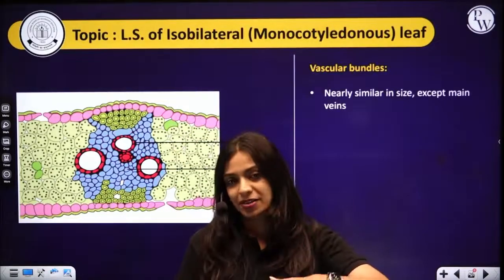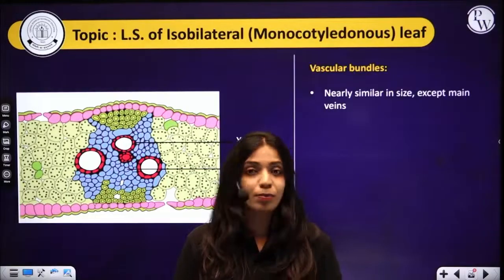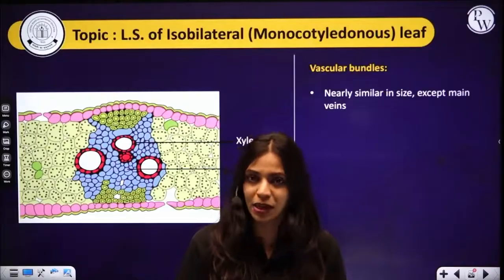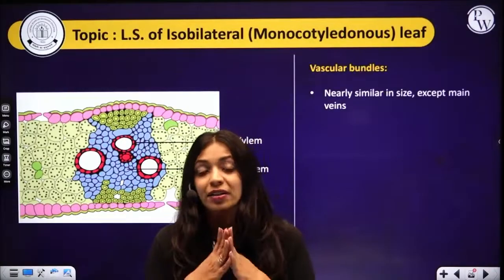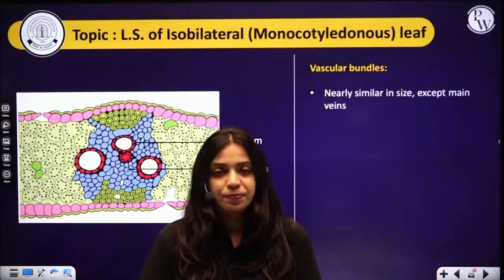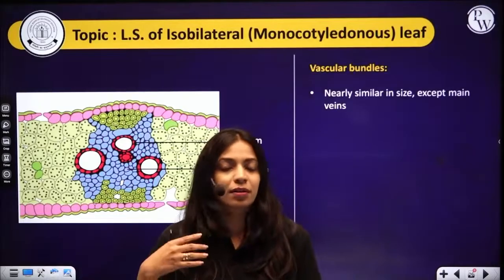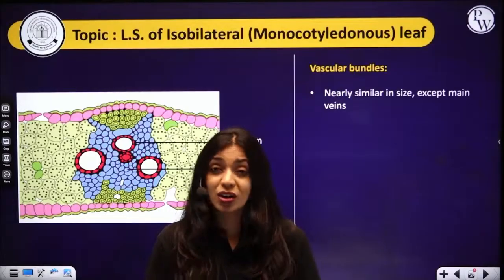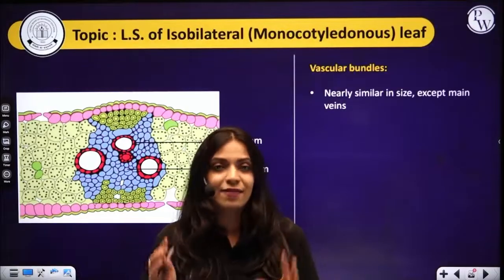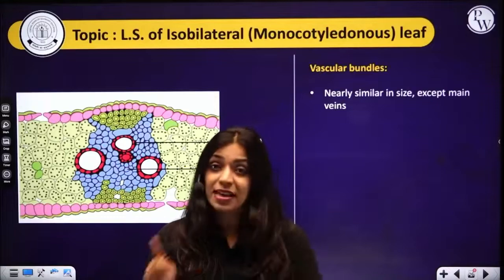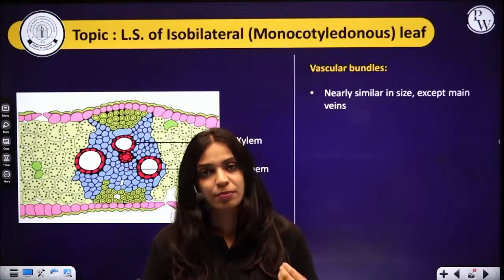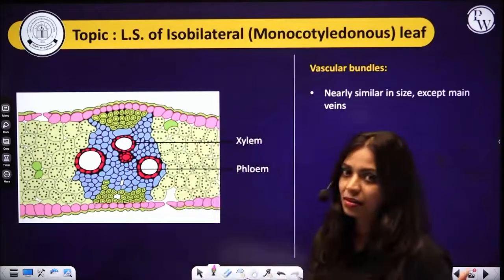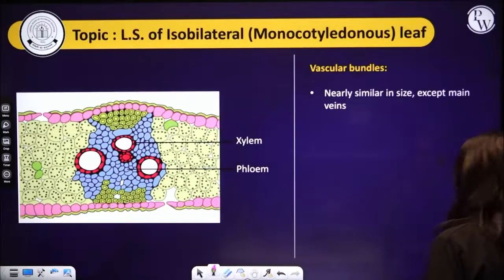Adaxial epidermis, abaxial epidermis, both are similar. Both of them possess cuticle. Both of them have stomata in somewhat equal numbers. Within that you will find parenchyma, mesophyll. All of them are similar, no distinction between palisade and spongy. They all have chloroplasts and perform photosynthesis. The size of the vascular bundles are pretty much the same because it is parallel venation, right? So this is the summary of isobilateral leaf.